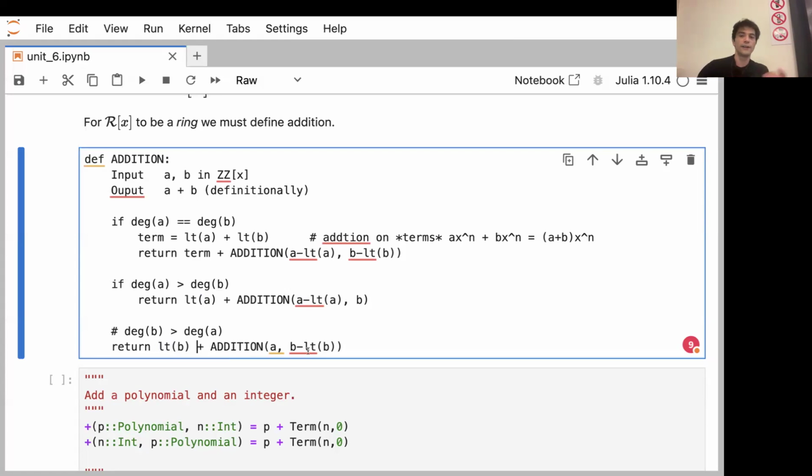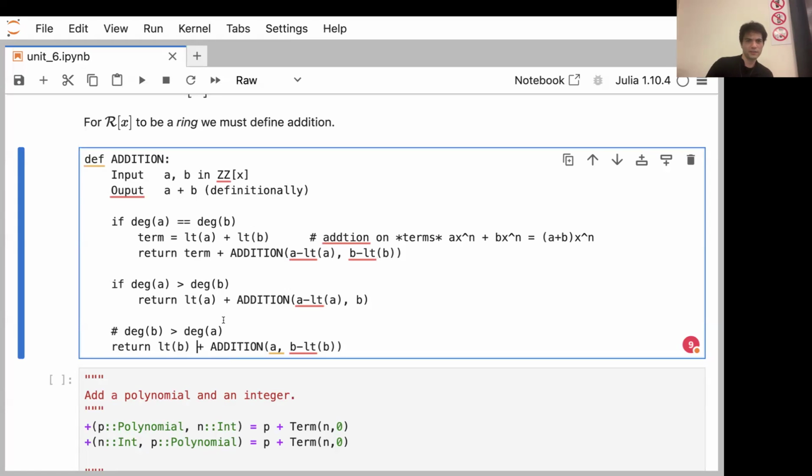Now, since we're calling these things recursively, the most important thing here is to ensure that what we're calling is smaller than what we initially had. Is that the case? Is A minus the leading term of A smaller than A? I would say so. How about B minus the leading term of B? Yes. Okay, so both smaller. So in all parts here, we're making a recursive call on objects that are smaller.